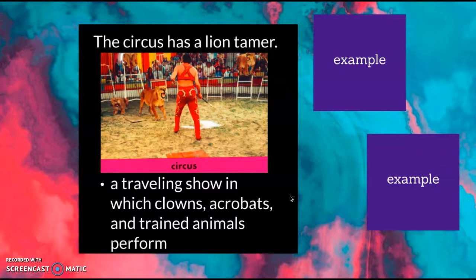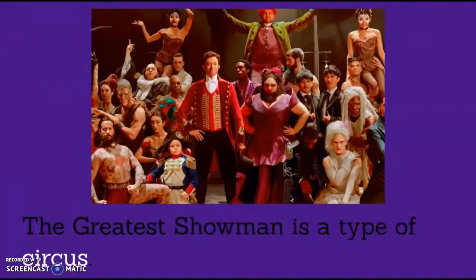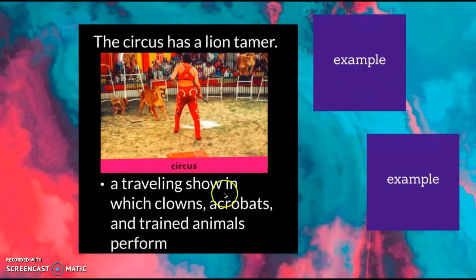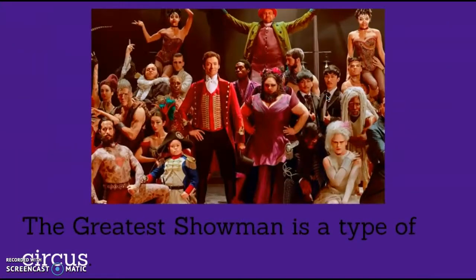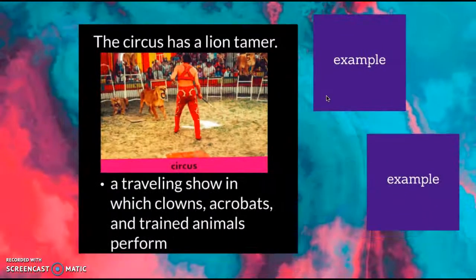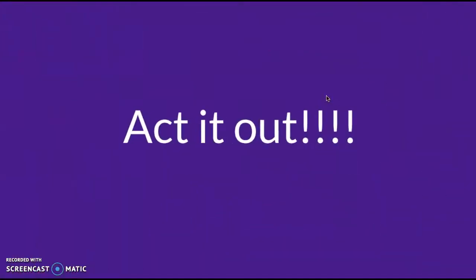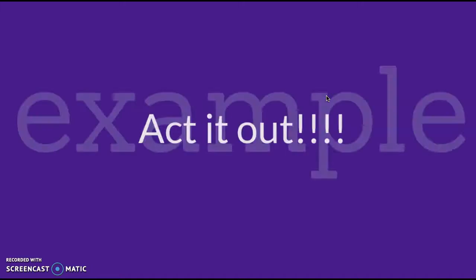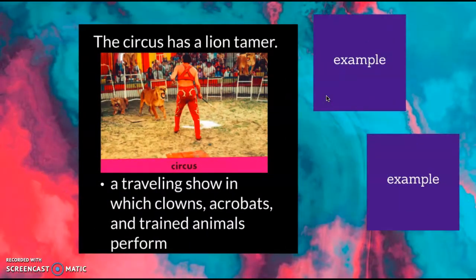Now I'm thinking of another example. What sentence can we put circus in? I chose The Greatest Showman is a type of circus. They have acrobats, they have people performing. If we go back, we know acrobats are people who fly through the air and do flips and all of that. So The Greatest Showman was a type of circus and they traveled to perform. All right, if we are thinking of a way to act it out, maybe you pretend you're a lion tamer and you're directing them. Maybe you do a somersault or a cartwheel. But we're acting it out and they're traveling, their circus, they go different places to perform.